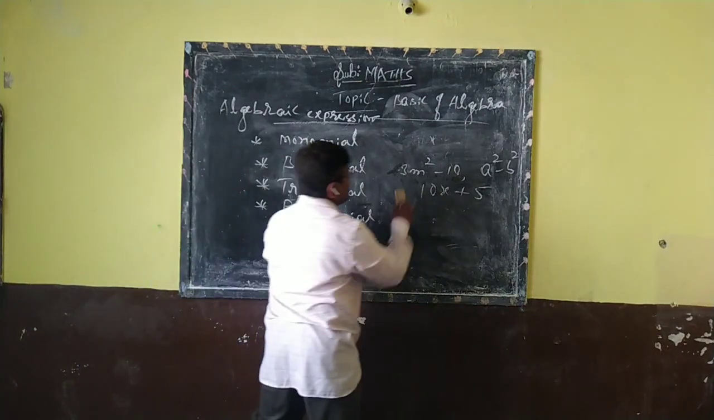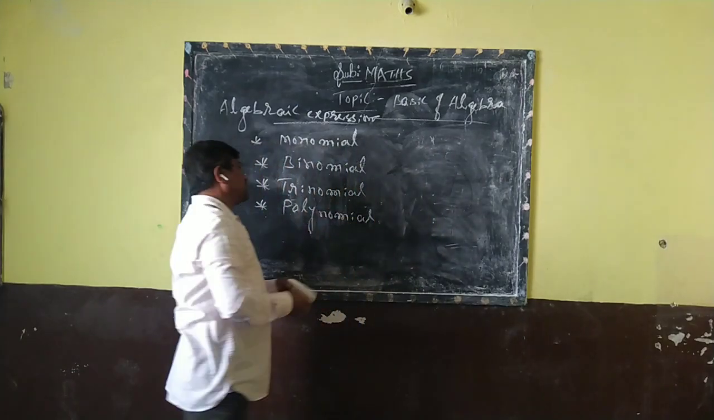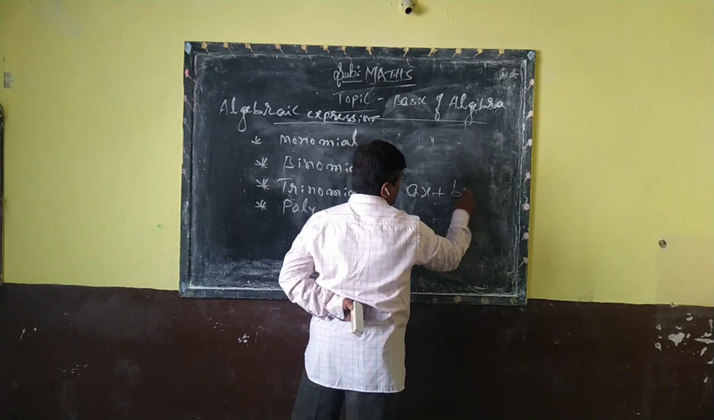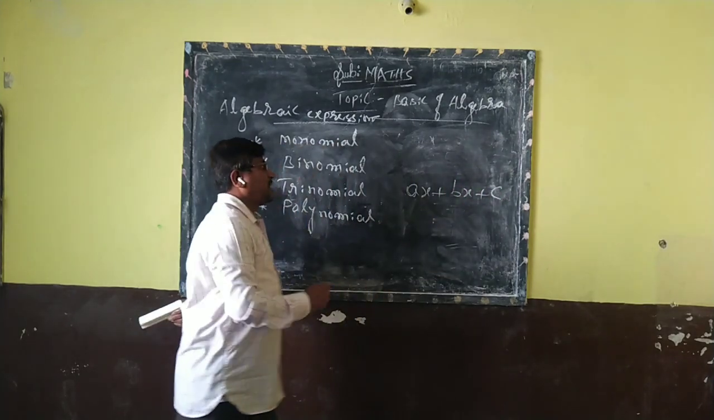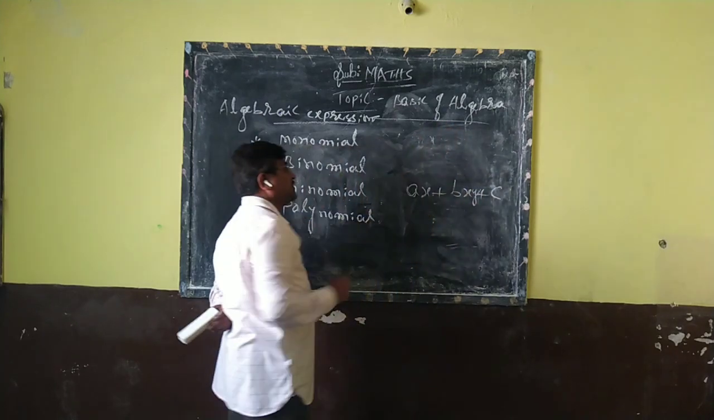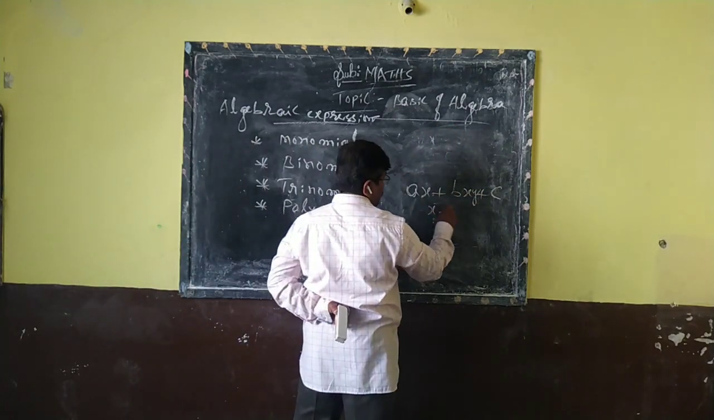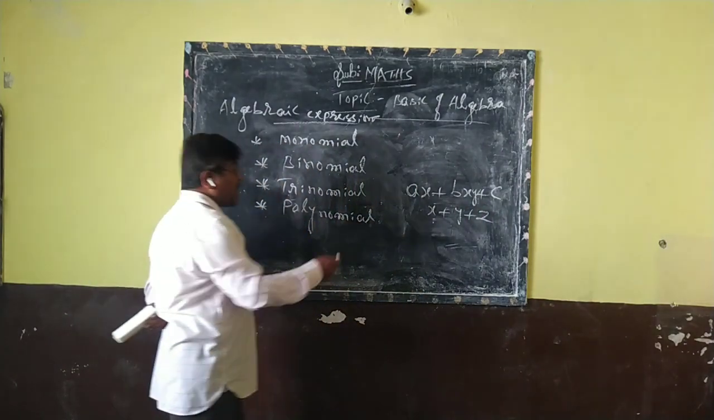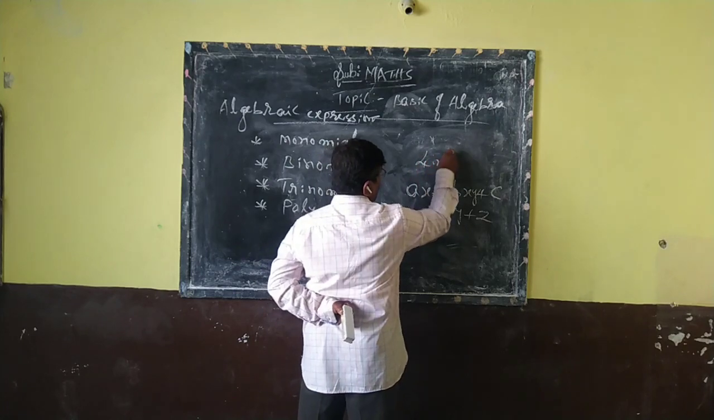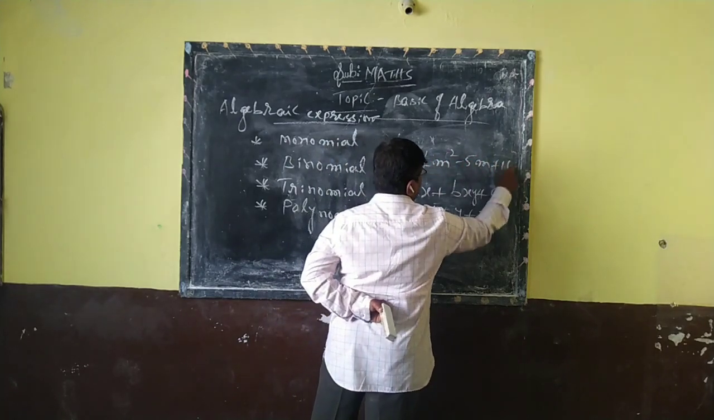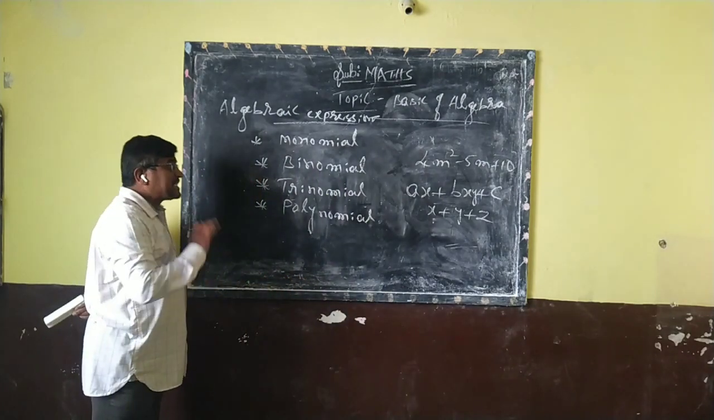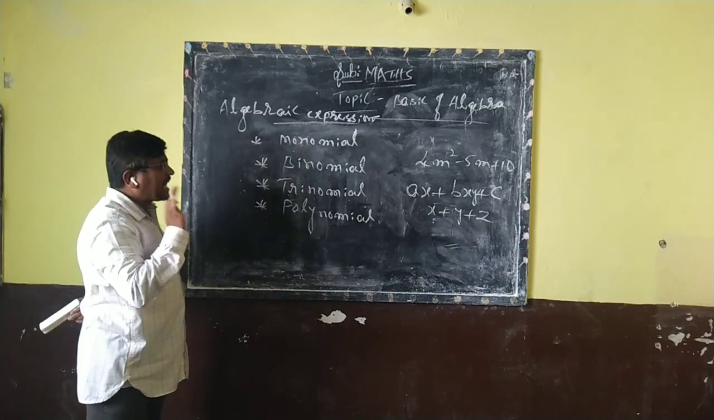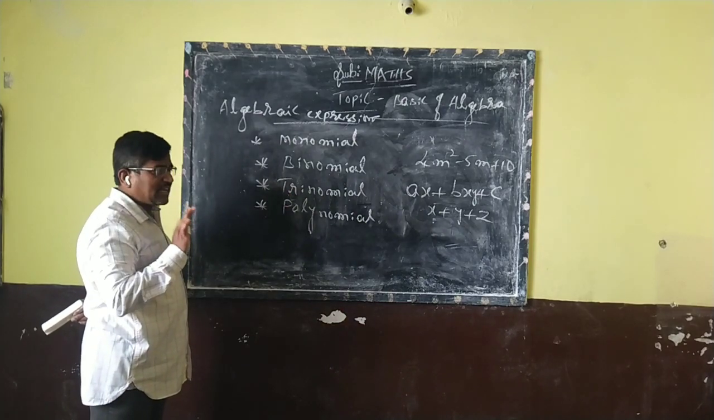Okay, now trinomial. Trinomial means what? An expression having three terms. An expression having three terms is called a trinomial. That is ax plus bx plus c, or you can say x plus y plus z, three terms. Another example, if you want, 4m square minus 5m plus 10, three terms. The concept is three terms, that is trinomial. Expressions having three terms are called trinomial. Clear?